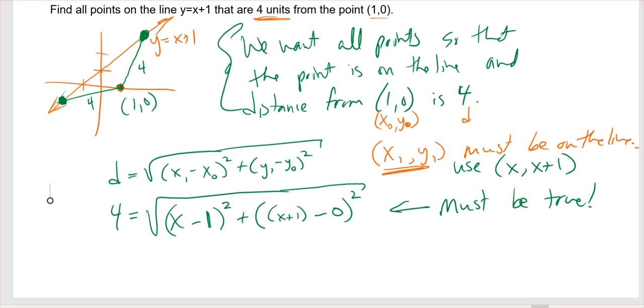So if the point (x, x + 1) is 4 units away from the point (1, 0), then this must be true. And we can just solve for x and find the value that makes it true. So let's go ahead and do that.